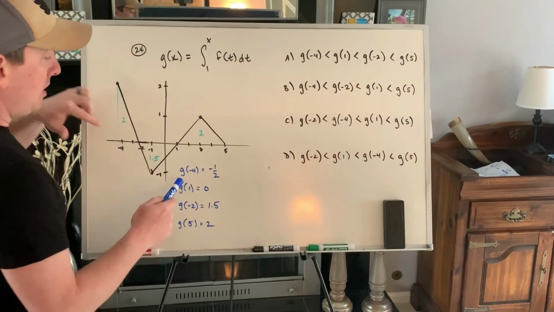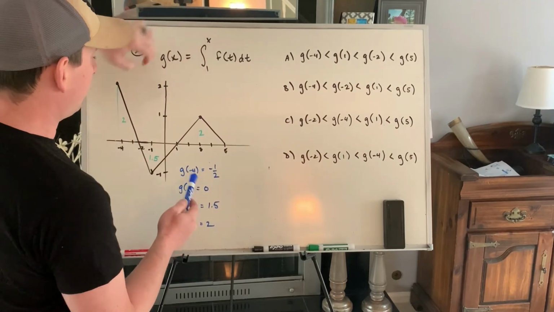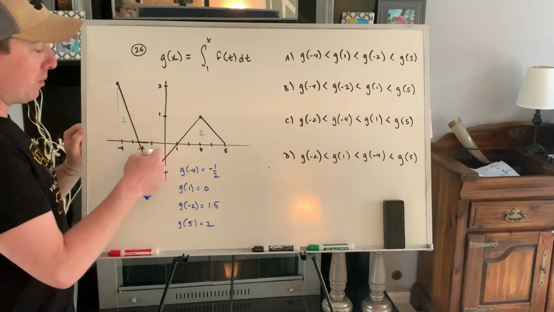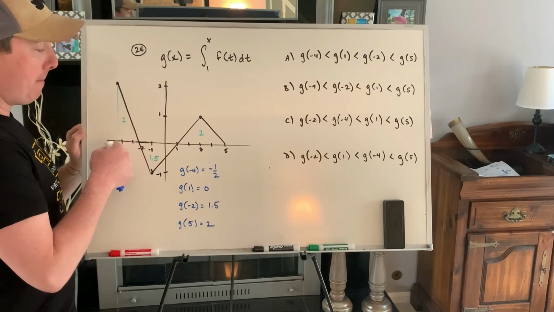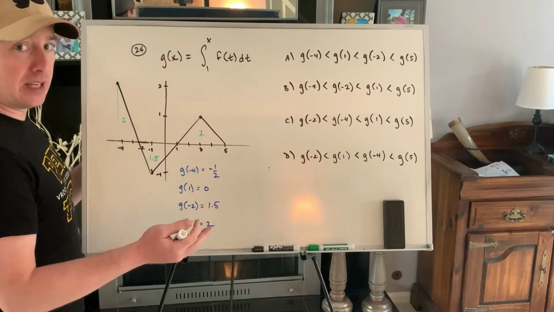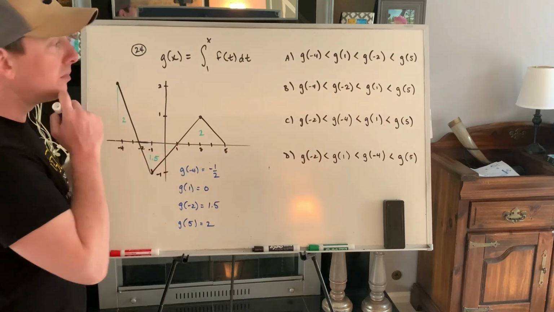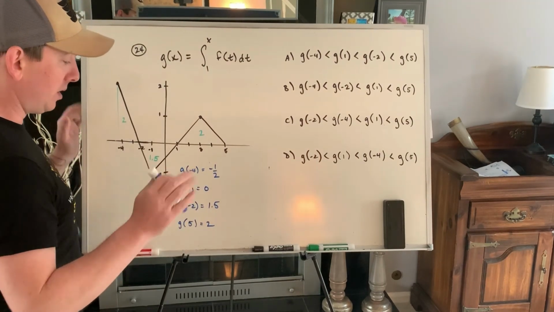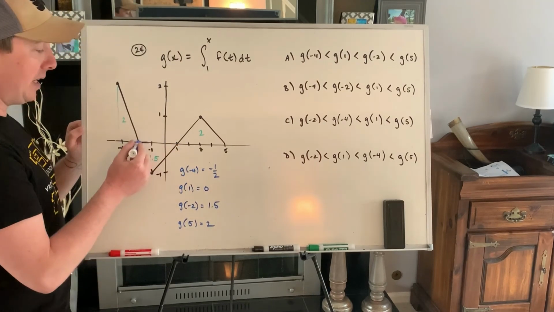So g of negative 4 means I'm going to integrate from 1 backwards to negative 4. So starting here, go backwards to negative 4. So that means that'll be positive 1.5 minus 2. So that's negative 1.5. G of 1, well, that's just 0. Integrating from 1 to 1 gives me 0. Done.